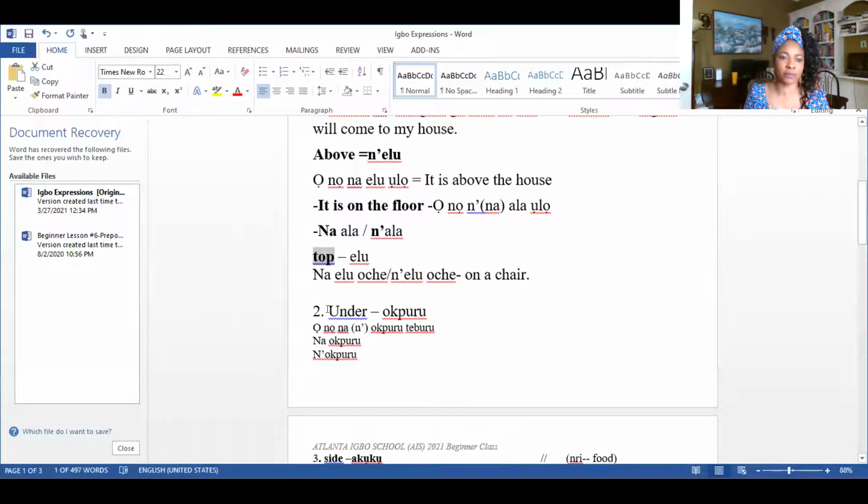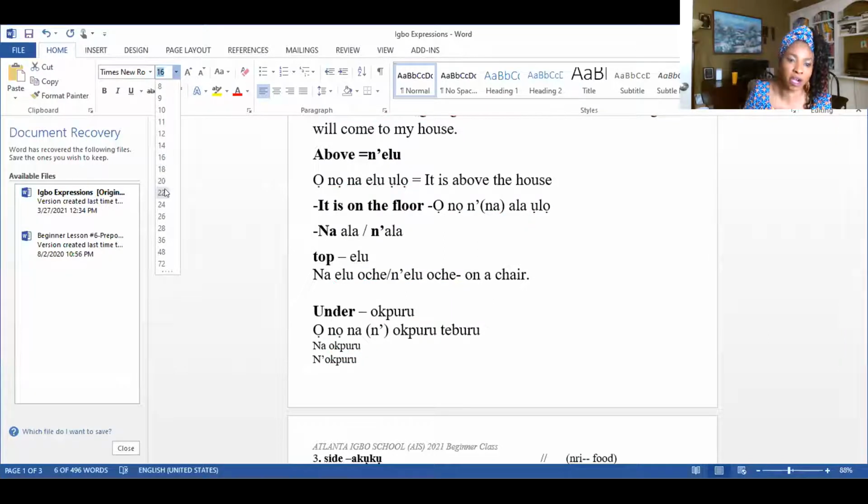Under is another word. We have under. It's okuru. Under means what? Okuru, something that is under. Okuru oche. You can say okuru apa. Apa means a bag. Onona okuru apa, which means it's under the bag. Okay? So let's use a bag here. Onona okuru teburu. And you see how I wrote teburu here? It's not the same way you spell English table. Teburu is spelled the Igbo way.